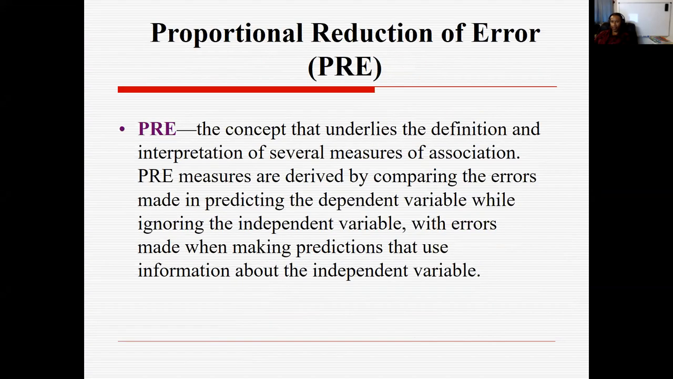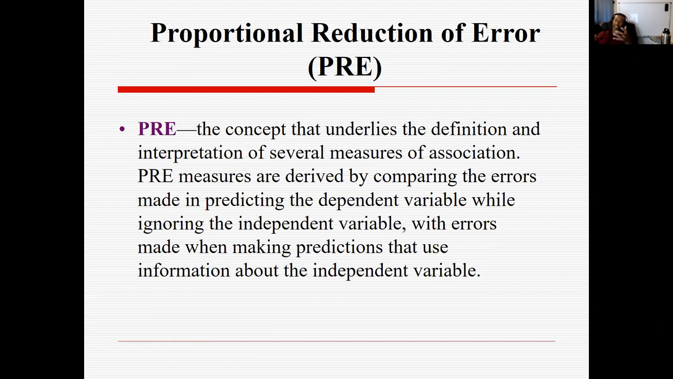Okay, so I think when we last left off, we were talking about the proportional reduction of error. What we're doing here is we are trying to compare the amount of errors of prediction that we make when we ignore the independent variable to the amount of errors of prediction we make when we use the independent variable, right? Now, the idea is that if you make fewer prediction errors using the independent variable than when you don't use it, the independent variable helps you predict the value of the dependent variable, which means it tells you the strength of the association, okay?